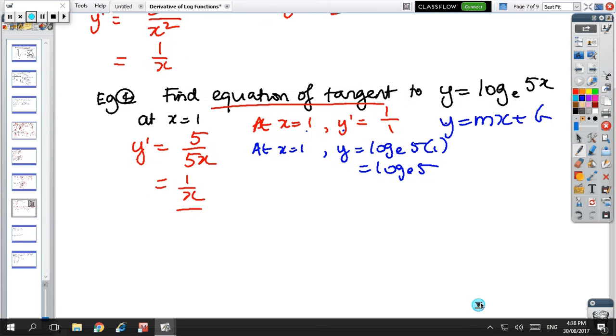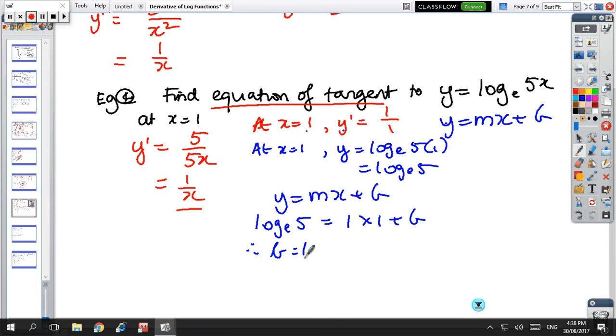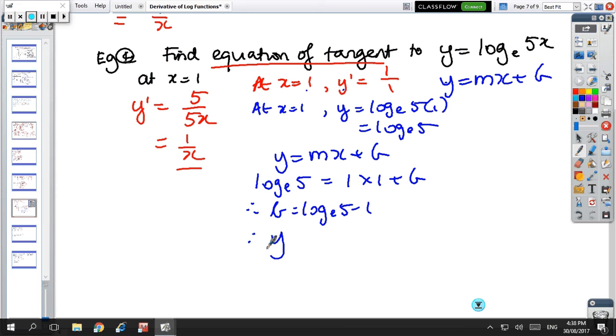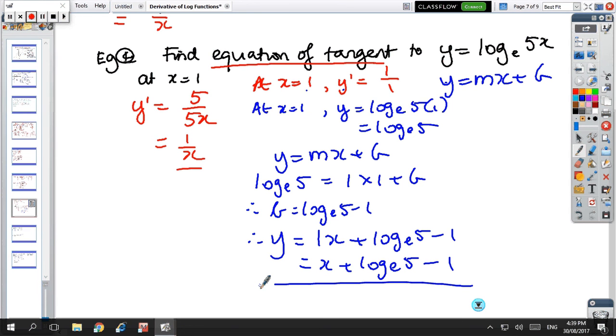So then we do y equals mx plus b, log e 5 equals m is 1, x is 1 plus b, so b equals log e 5 minus 1, and so the equation of the tangent is y equals mx, so 1x plus log e 5 minus 1, so the answer is just x plus log e 5 minus 1. Okay, and that's your answer. Okay, let's move on. Got 2 slides to go.